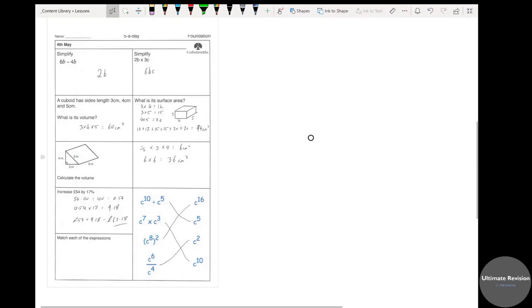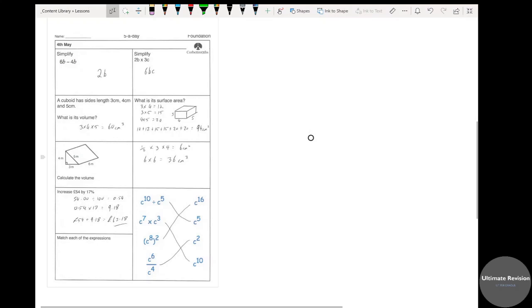We've got a cuboid, you just times them all together, 60, and then the surface area, you need to add up all the different rectangles. You end up with 94. The volume of this one, well, the area of the triangle is half of base times height, which is 6, and then 6 times 6 is 36. Increasing 54 by 17%, I think the best way to do that is times it by 1.17. You should get 63.18.